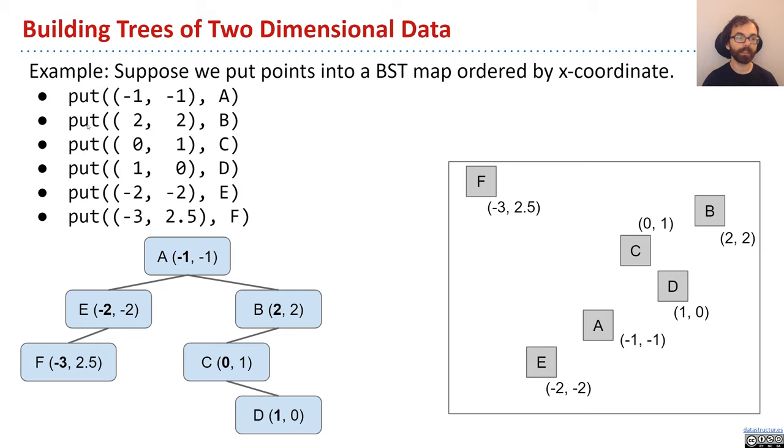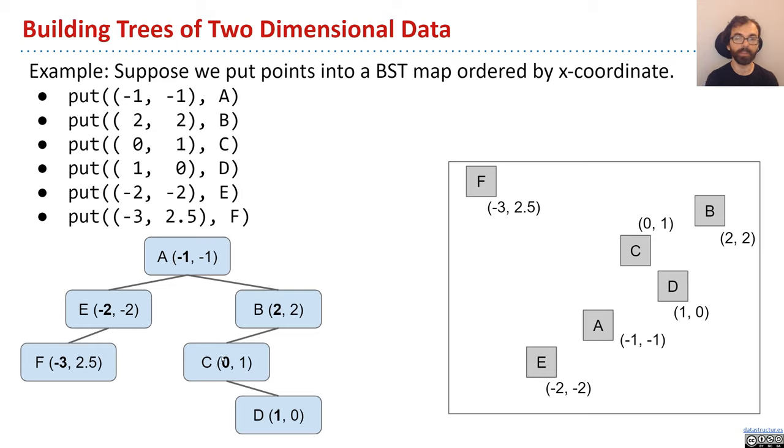If we then say put 2, 2, B, what that does is, since this point has x coordinate that is greater than minus 1. Notice the bolded first coordinates. It's going to go to the right of A. Then comes along C. Well, C's x coordinate is 0, and 0 is greater than minus 1. Oh, someone's already there. Okay, now 0 is less than 2. So we create a new node, and so forth.